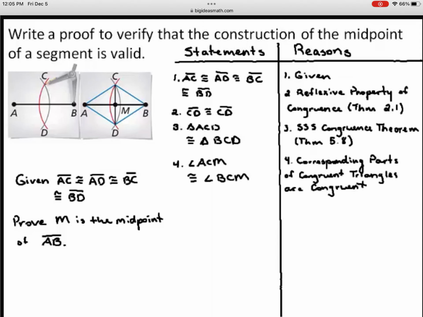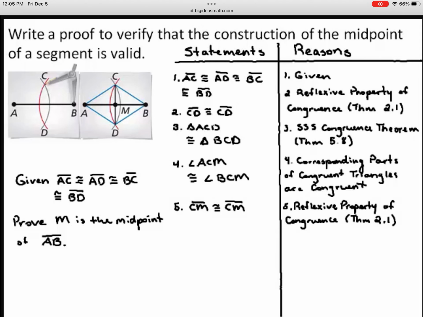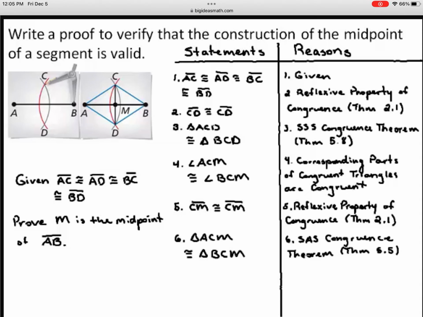Angle ACM is congruent to angle BCM, because corresponding parts of congruent triangles are congruent. Line segment CM is congruent to line segment CM by the reflexive property of congruence. Then triangle ACM is congruent to triangle BCM by the SAS congruence theorem, because you have corresponding sides, angles, then sides that are congruent of the corresponding triangles.